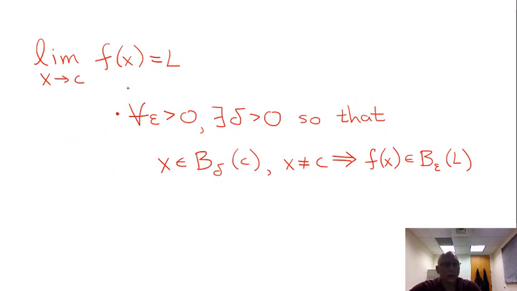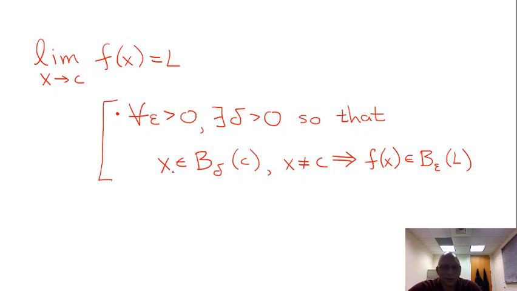Okay, so I wanted to go over some more examples of the functional limit. And so to remind ourselves, here's our definition of functional limit. It says that the limit as x approaches c of f of x equals L if and only if the following is true. For all epsilon bigger than 0, there exists a delta bigger than 0, so that for all x in the delta neighborhood of c, such that x is not equal to c, f of x is in the epsilon neighborhood of L.